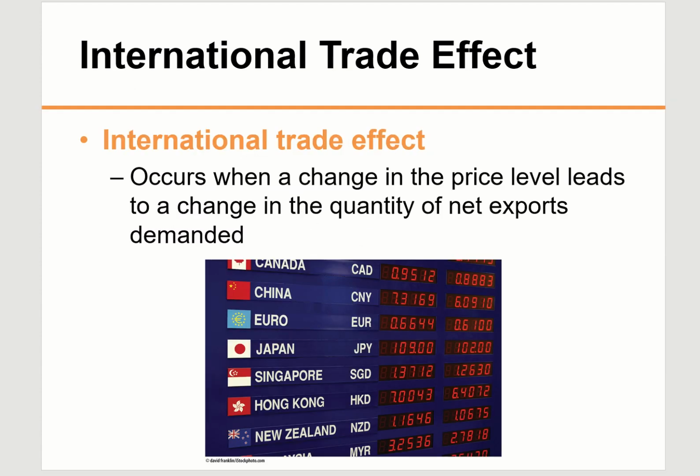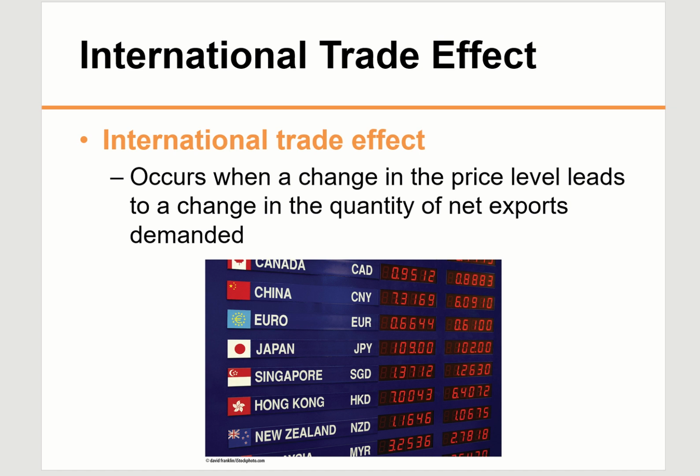Now, next one is our international trade effect. For international trade, this depends on the exchange rate differentials. Imagine that we're comparing the US dollar and the Chinese yuan. Let's suppose the US dollar becomes stronger. Well, that sounds pretty good, right? A stronger dollar means good. But in the net export business, a stronger dollar means bad.